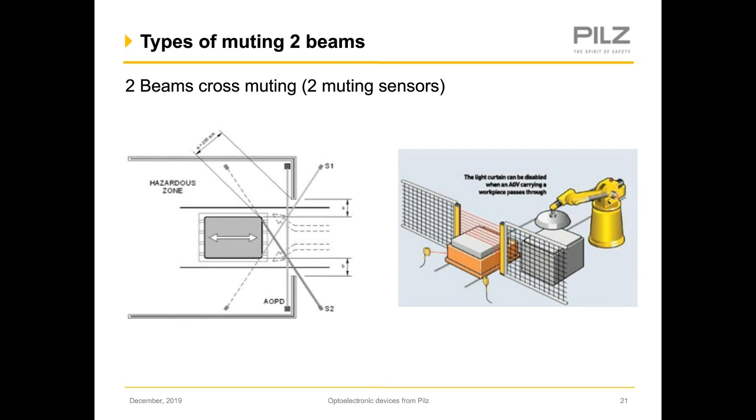The IEC TS 62046 gives excellent guidance on when and what to use and how to perform muting. Here we see that package going one way and passing through the 2 muting sensors and then deactivating the light curtain when it goes through.